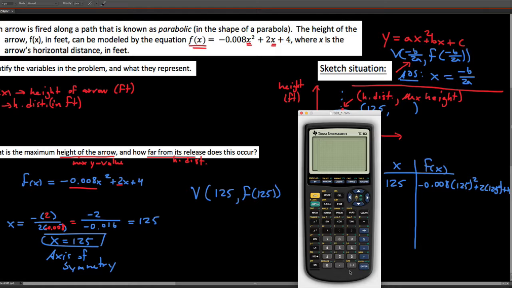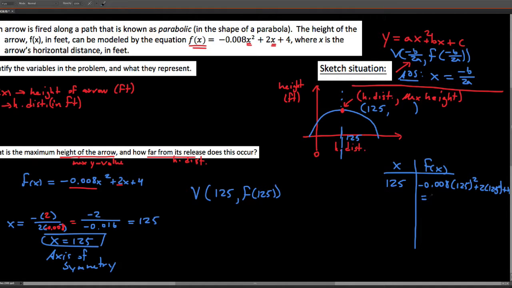Typing this in exactly: negative 0.008, then in parentheses 125, squared, plus 2 times 125, plus 4, and I'll hit enter. What I discover is that it's at a height of 129 feet when it's 125 feet away from us. So I'm going to write our vertex values again: my vertex is at 125, 129. And recall that this was the most important thing we're trying to find here.